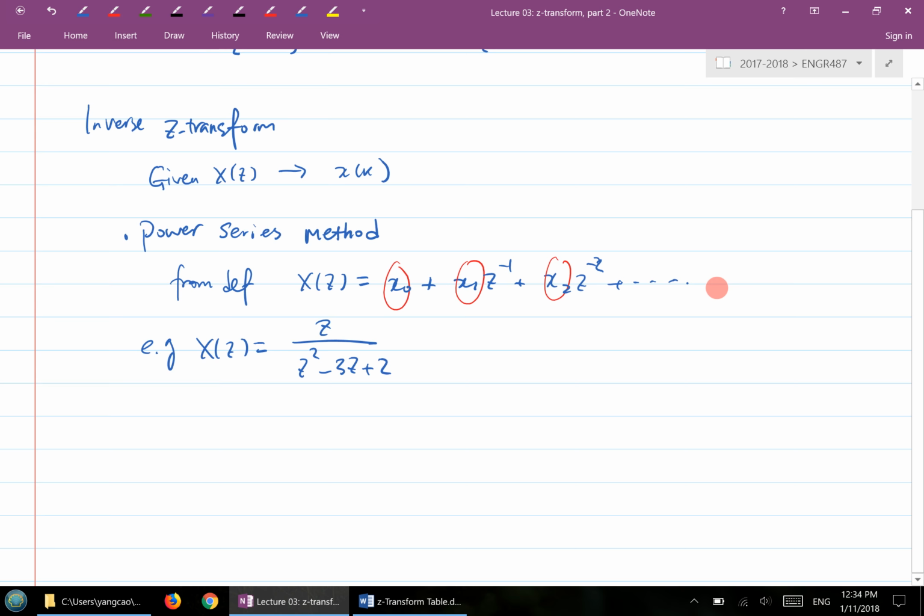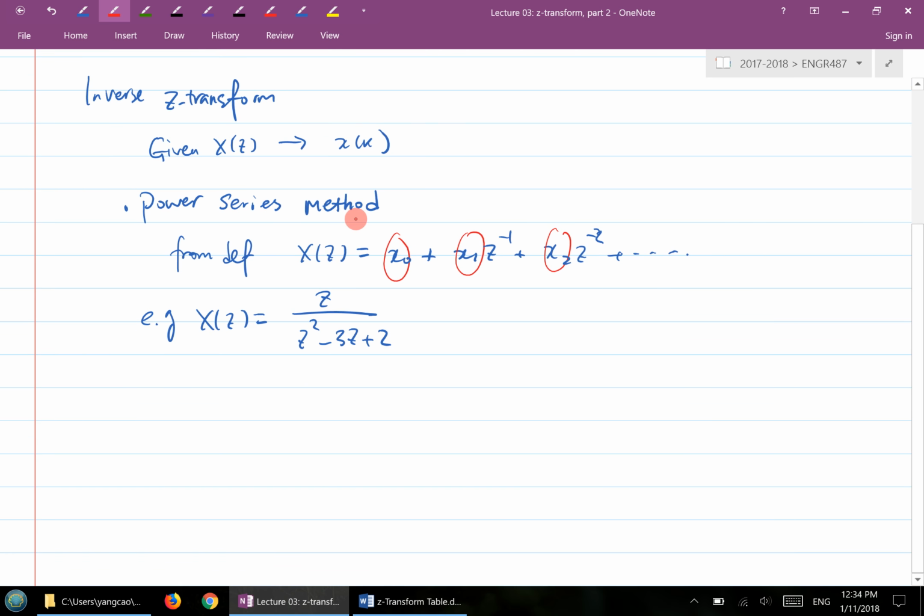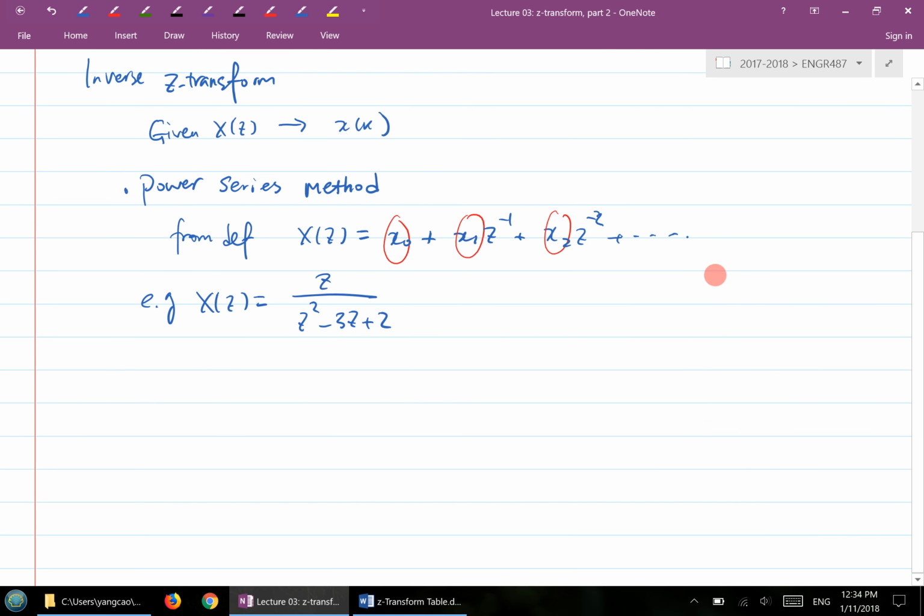The power series method is essentially what we do here. This is very much like what you learned in high school. You're going to do a so-called long division to obtain this x of k. So let's do a long division here: z divided by z squared minus 3z plus 2. So let's see, how do we do the long division?